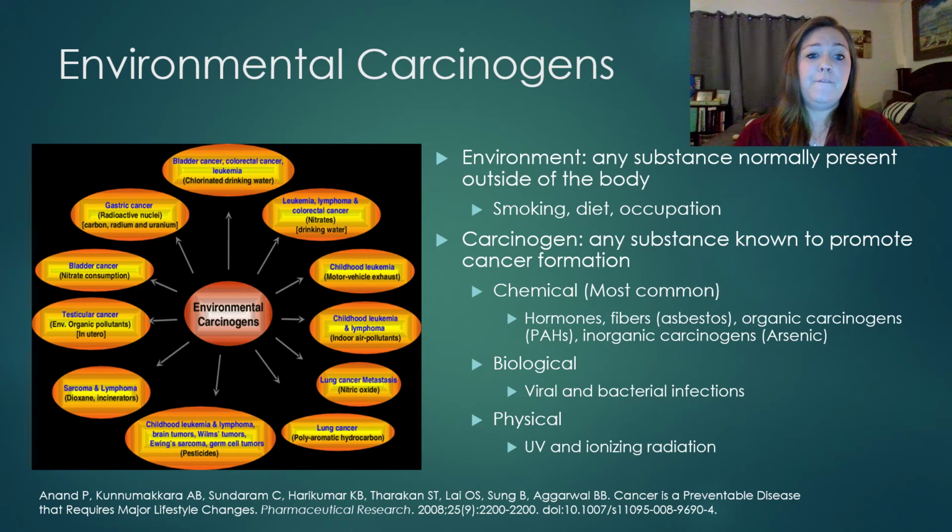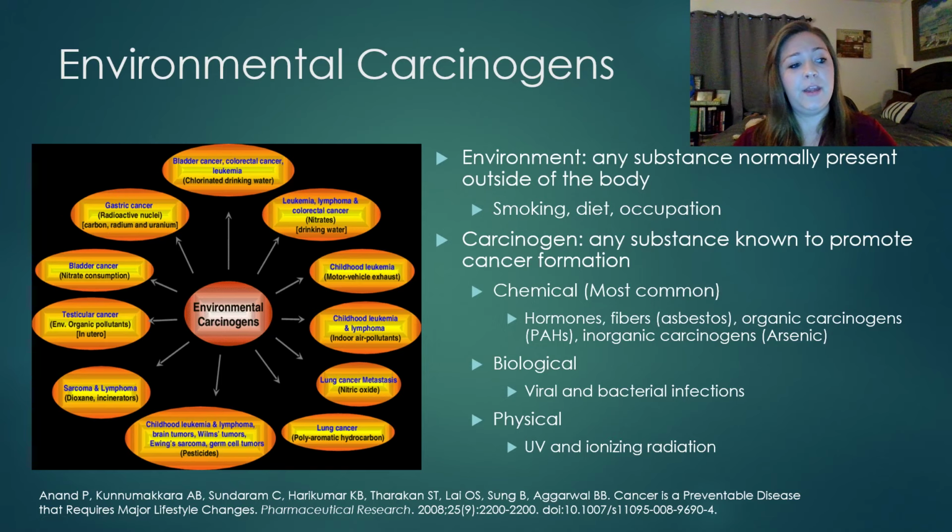So the next of those three possible environmental carcinogens are biological carcinogens. Those can be bacterial or viral in their cause. So bacterial and viral infections are considered biological carcinogens. Next, we have physical carcinogens, and this is referring to UV or ultraviolet and ionizing radiation. So that's the physical carcinogen portion of the environmental side.